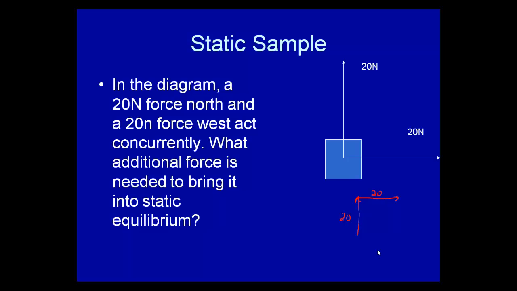To find out the length of the resultant, I'd have to use Pythagoras' theorem. A squared plus b squared equals c squared. So it'd be 20 squared plus 20 squared is equal to the resultant squared. That's your resultant. The equilibrant is simply the exact opposite of that. It's numerically the same, but it's 180 degrees out of phase. It's in the exact opposite direction.